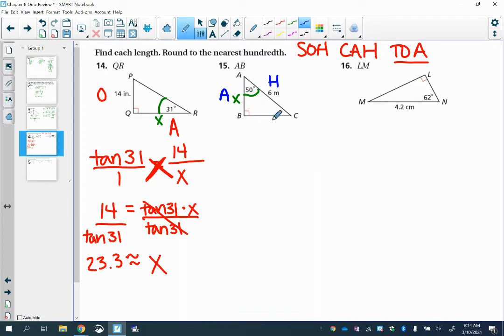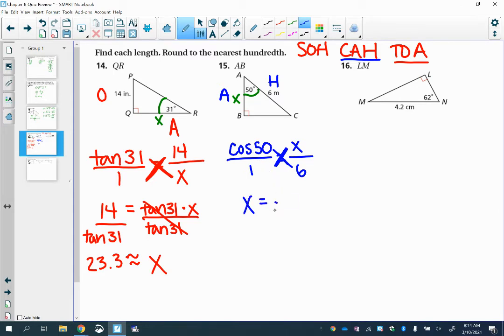I'm not going to label this one because I don't know it and I don't need to know it. Okay, so I'm not going to put the O down here, even though this is opposite. I'm not going to put it because I don't need to know it and I don't know it. So it's not going to help me pick my trig ratio. Now I see that I've got AH. So now I'm talking about this trig ratio, which is cosine. So I'm going to go set up my trig ratio proportion, which is cosine of 50 over 1 equals adjacent over hypotenuse.